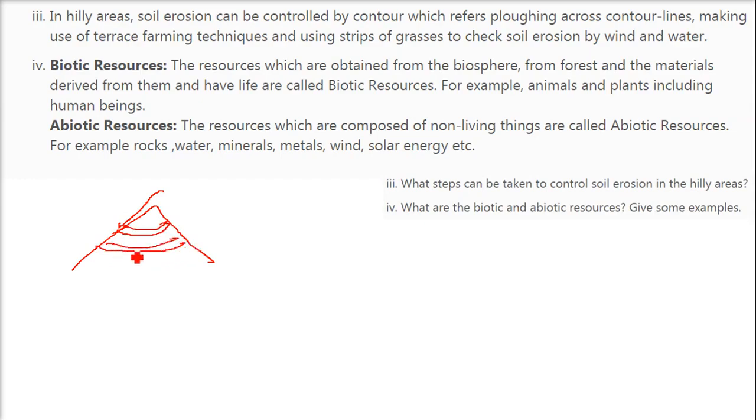We can control soil erosion by ploughing across the contour. Contours are lines at equal height. So we can plough across contour lines, making use of terrace farming techniques. And also we can use strips of grasses, which is strip farming.